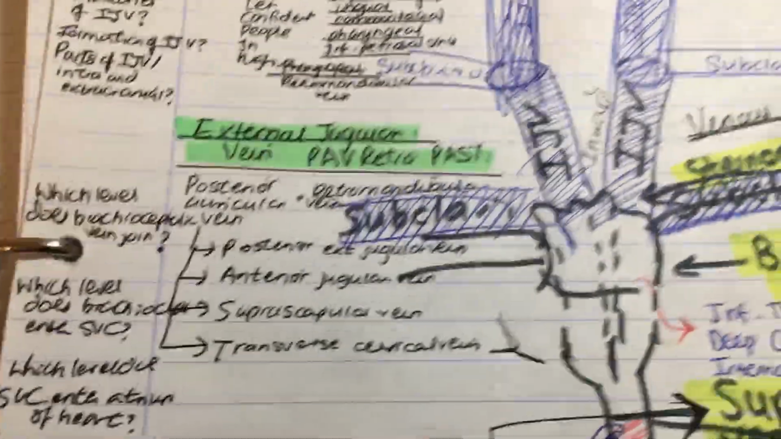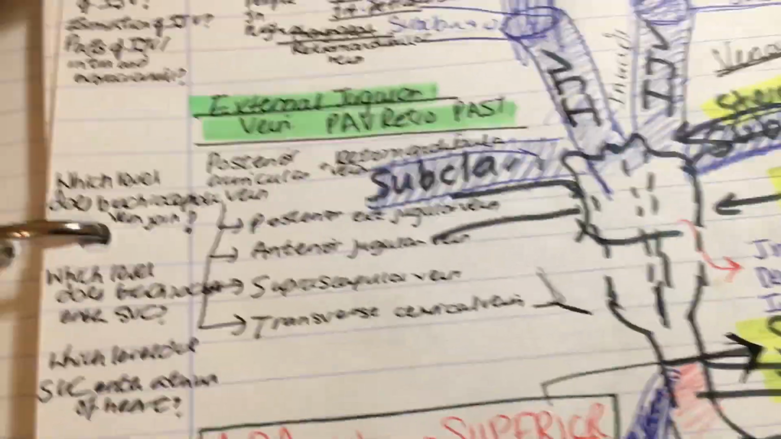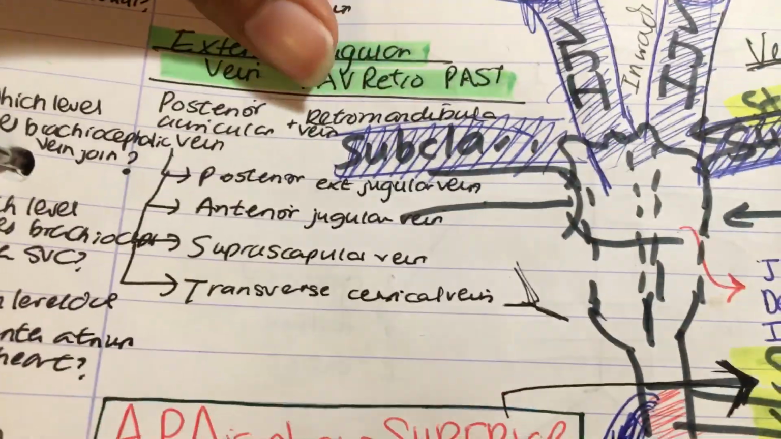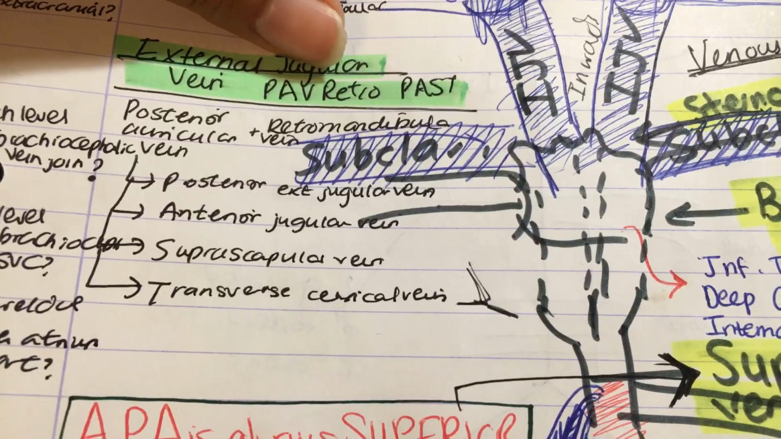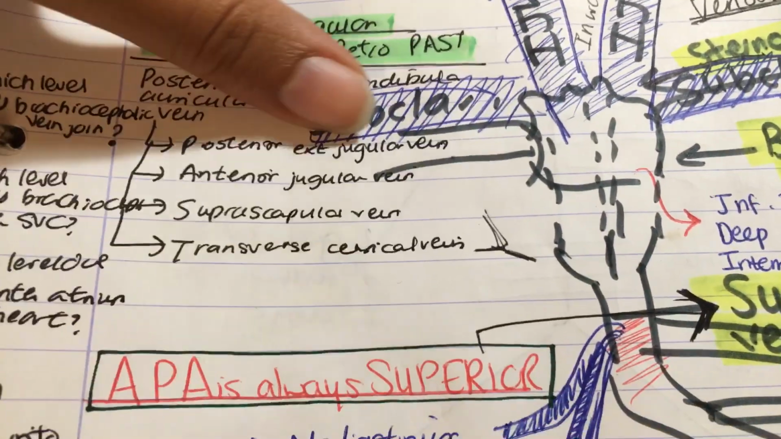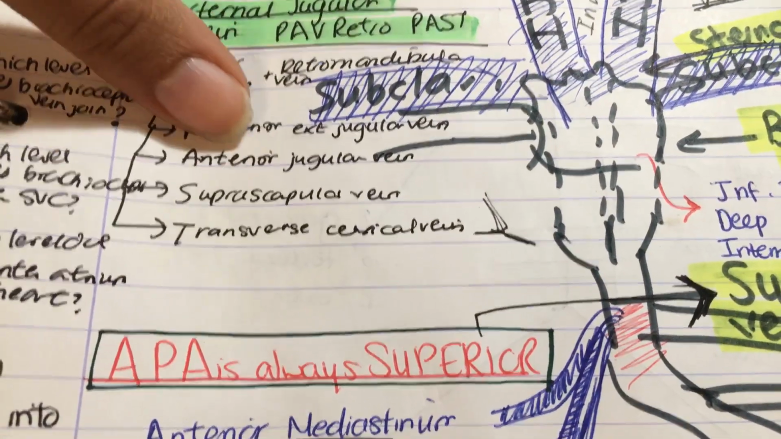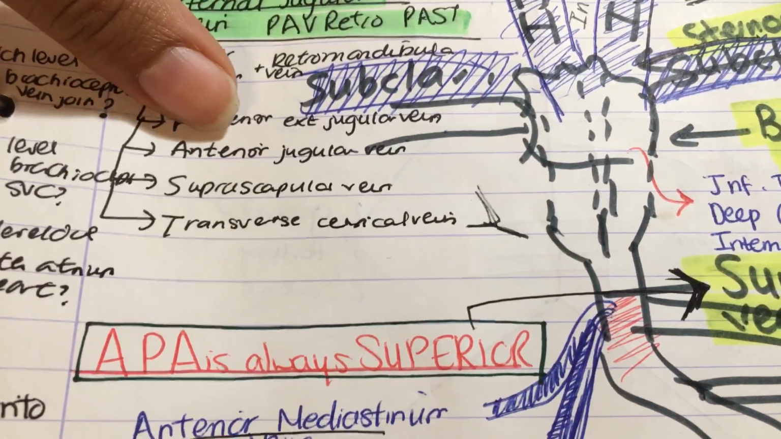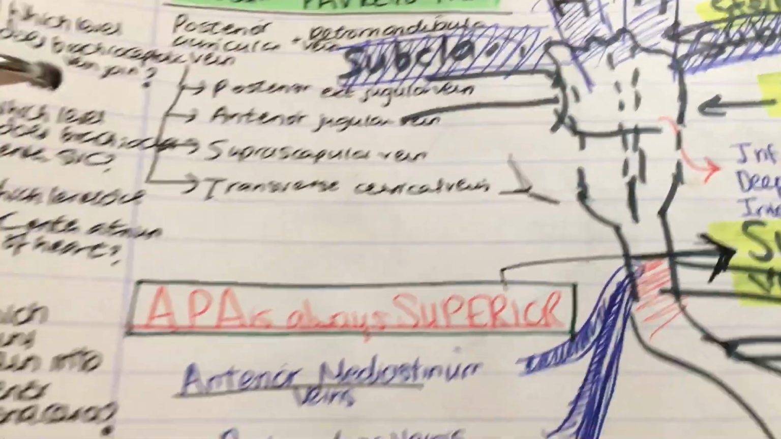And then the external jugular vein. The external jugular vein is formed by the posterior auricular vein as well as the retromandibular vein, and it gives off the following branches: posterior external jugular vein, anterior jugular vein, suprascapular vein, and transverse cervical vein.